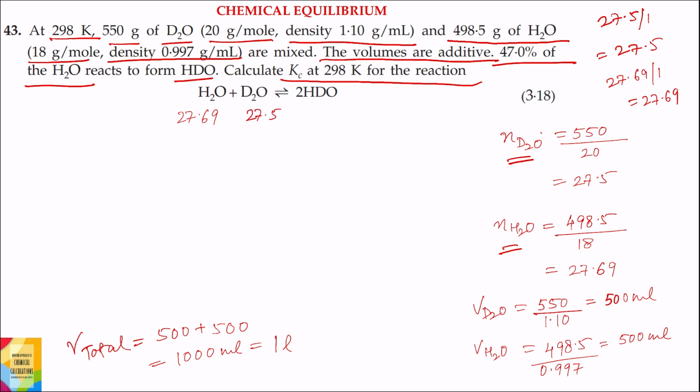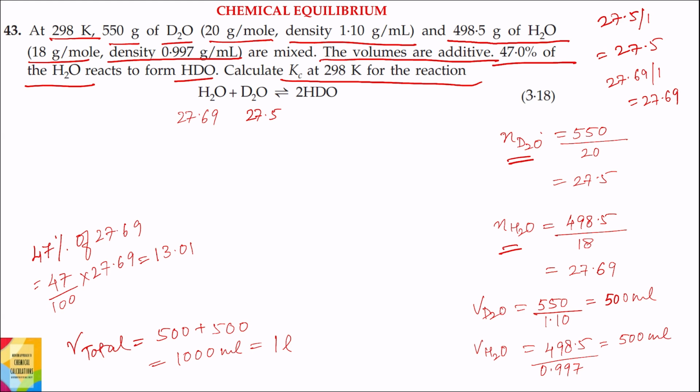Now according to the question, only 47% of H2O reacts to form HDO. So we have to find out 47% of 27.69. So 47% of 27.69 will be equal to 47 by 100 into 27.69, and this is equal to 13.01. So 13.01 moles of H2O reacts with 13.01 moles of D2O to form 2 into 13.01 moles of HDO.